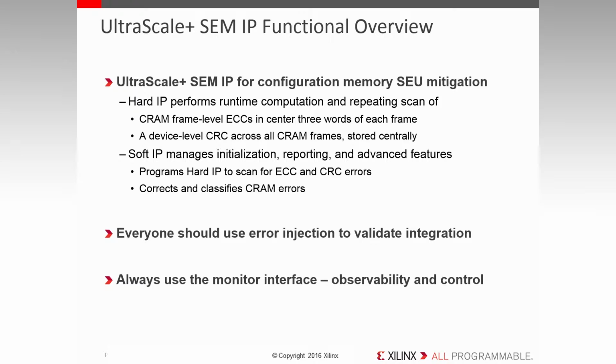UltraScale+ SEM IP is a key component of the UltraScale+ SEU advantage. It intelligently manages error detection and mitigation of configuration RAM, driving high availability. It also generates event reports and event assessments for configuration RAM, serving the system detailed information about what is taking place, so the system can make informed decisions when exceptional conditions occur.